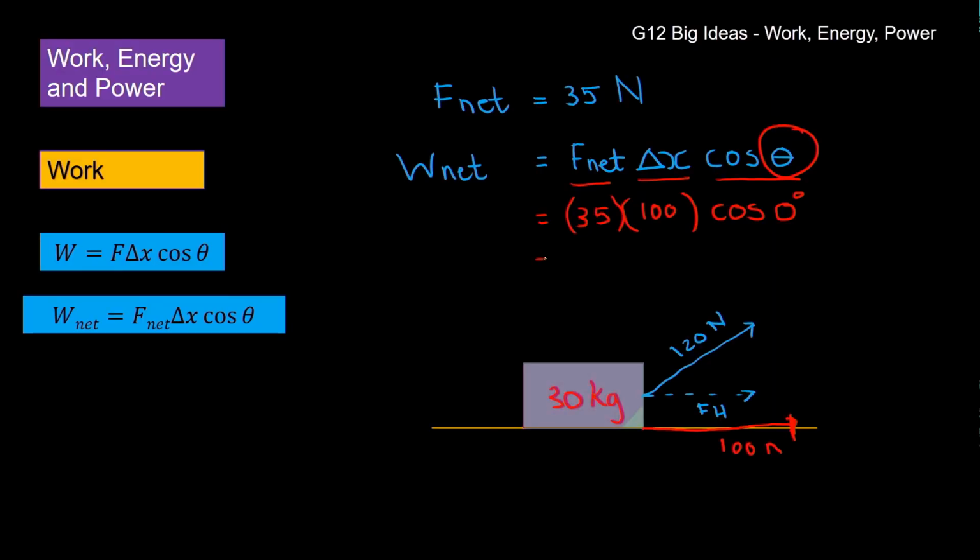Our answer here is, when you pop cos naught into your calculator, it comes up as +1. And so the answer here is 3,500 joules. Excellent. I hope that has helped you with how to approach these kind of problems. Sometimes you do get a problem where you are led through calculating the individual work done by each individual force acting on that object. And then at the end, all you have to do is add them all together. Let's move on to energy.